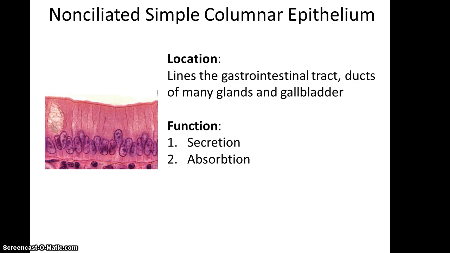Places for this type of tissue: it lines the gastrointestinal tract. It's found in many glands and also in the gallbladder. And its functions can be secretion and also absorption. So for instance, over here you see this cell with a really large clump of stuff in it. That's actually mucus that it's going to secrete into the gastrointestinal tract, again to reduce friction.